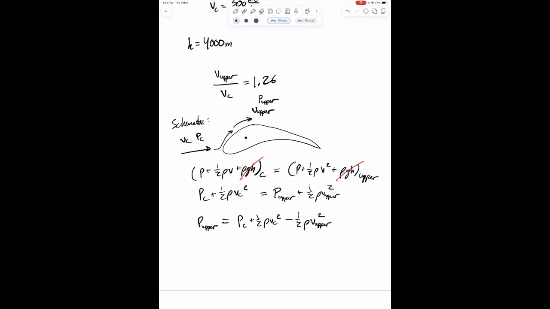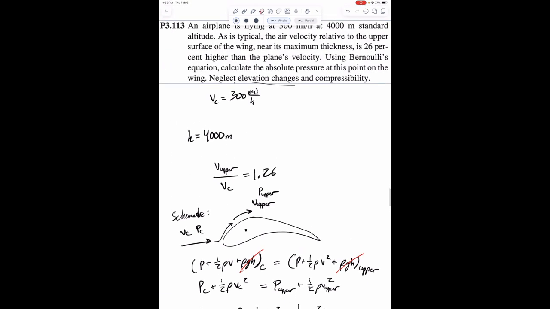So we have our equation. We've got to find these values and substitute them in. So let's first start with VC. We're at 300 miles per hour. We want to convert to SI units. So first, I take out the mile. 1 mile is 1,600 meters. And 1 hour is 3,600 seconds. Therefore, my speed is actually 133.3 meters per second.